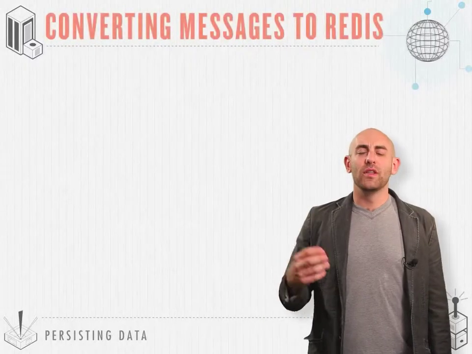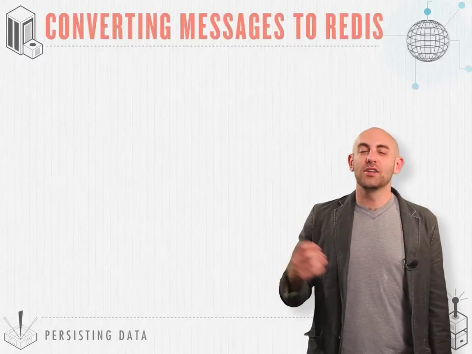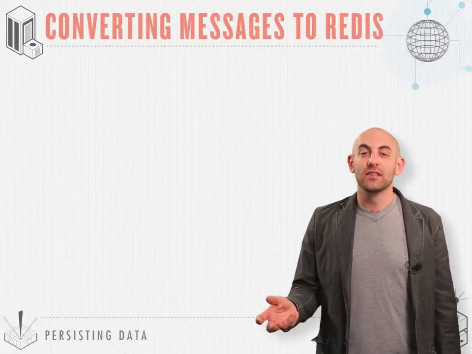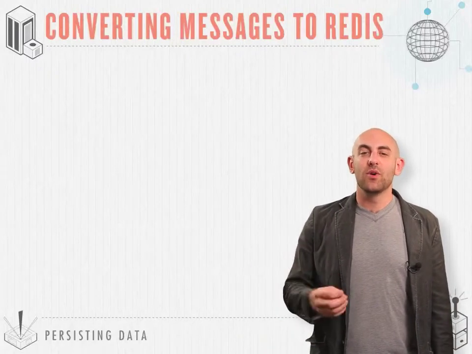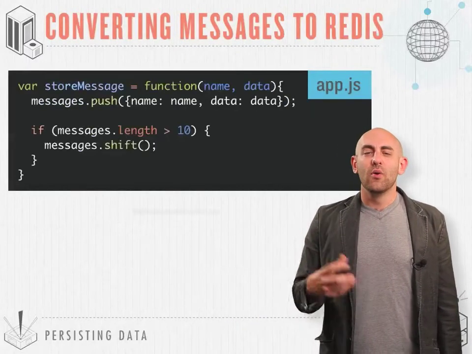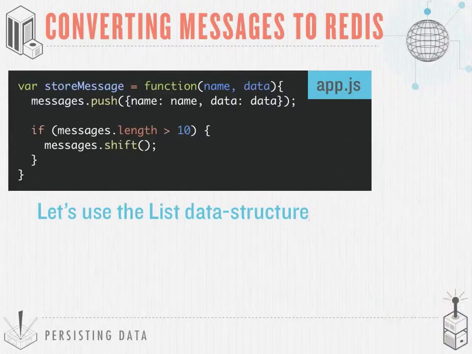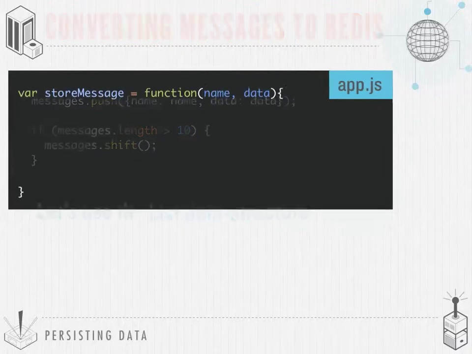Now that we've explored the Redis API a little bit, let's go ahead and convert our chat application to using Node Redis. And let's start with the store message function from before. We're going to update this function to use Redis lists. So as you saw before, we were just pushing new messages onto the array, but now we're going to need to use the Redis client. So let's first create that client.